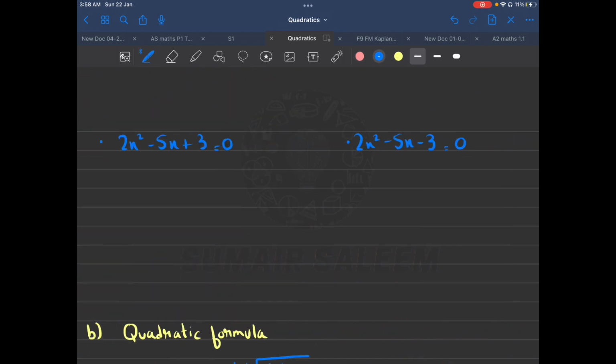Okay, now the question is this. 2 threes is what? 6. What are the factors of 6? 1 6 is 6 and 2 3 is 6. Now, I gave you this question because many of you get confused because of this minus sign. This minus sign doesn't matter to you at the start. The sign before the constant matters. What's that sign? Plus. So you need to use factors that are added up and make 5.